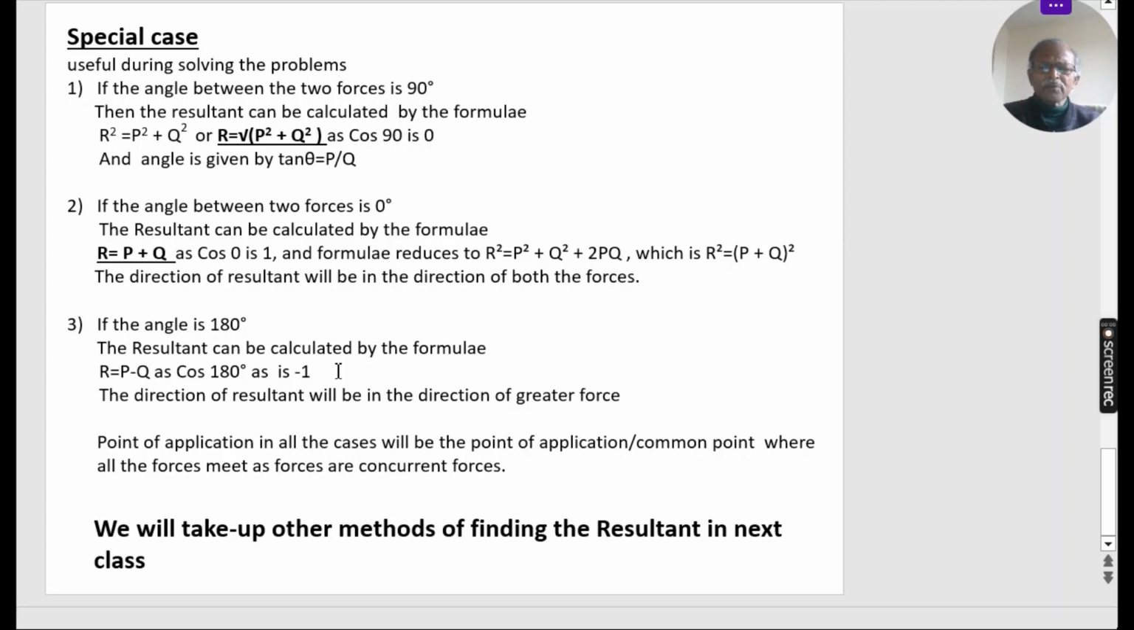Just like the example I took in the beginning, say I am pulling the car from the front and you are pulling the car from the back. In that case, if I am stronger than you, the car will move in my direction, and here the forces are acting at 180 degrees, meaning we are opposite to each other. Just a reminder once again, the point of application will be the same because these are all concurrent forces. We will take up other methods of finding the resultant in the next class.